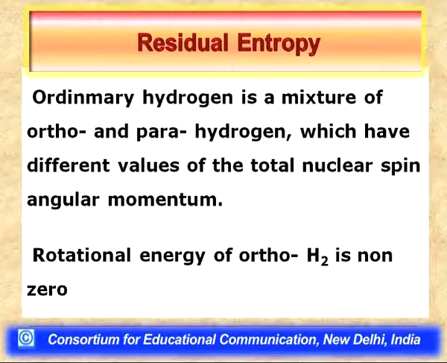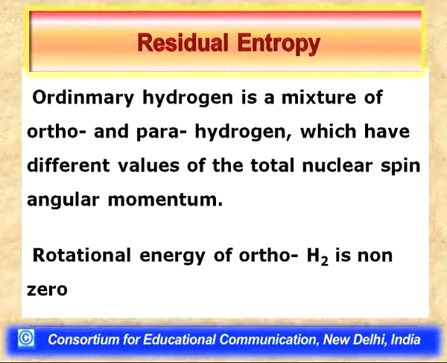There are two different kinds of hydrogen which have different values of total nuclear spin angular momentum of the charged particles which constitute the hydrogen atom. So, the net result is that there are two different kinds of hydrogen molecules, ortho and para hydrogen, which have different values of total nuclear spin angular momentum. As a result, the rotational energy of ortho hydrogen is non-zero because it exists in 9 different quantum states, each with a different value of nuclear spin angular momentum and a corresponding different rotational energy, which is a finite value. Para hydrogen exists only in one particular quantum state, with a fixed value of nuclear spin angular momentum.